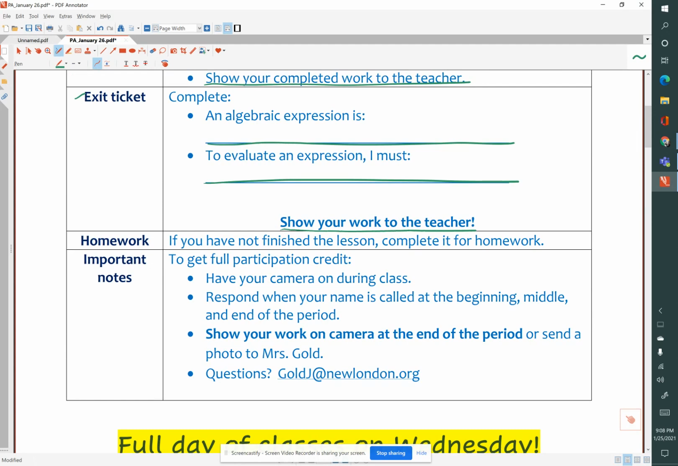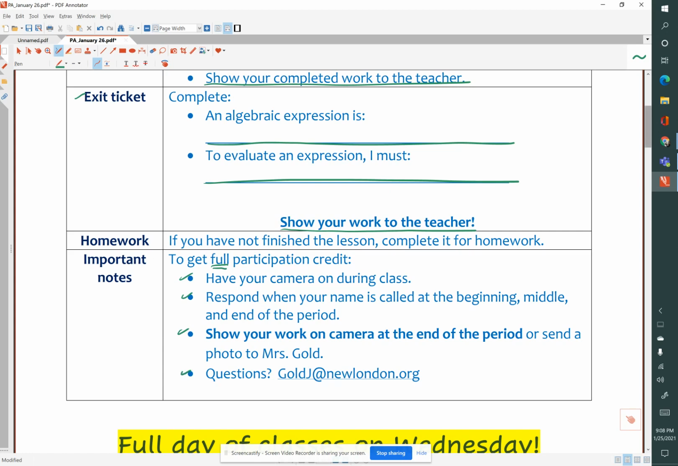So if you didn't get a chance to finish this lesson, you can complete it for homework. If you finish it, then you have no homework tonight. So remember, for full participation credit, have your camera on, respond when your name is called, and show your work on camera at the end of the period. If you have trouble with that, you can send a photo to my email.